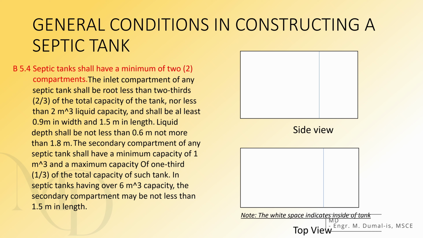So let's go over each of the statements. Septic tanks must have a minimum of 2 compartments. This can be achieved by placing a wall in the middle. Imagine a simple tank divided into 2 white spaces. Let me emphasize that in the figures shown, the white portion represents the inside of the tank.